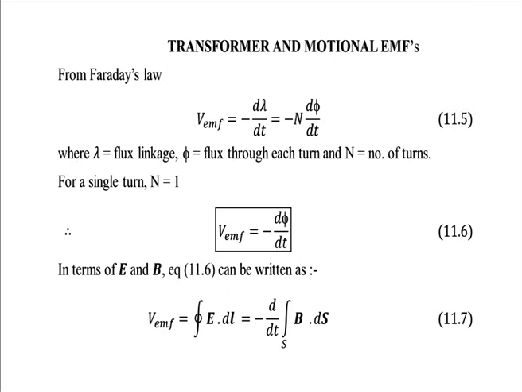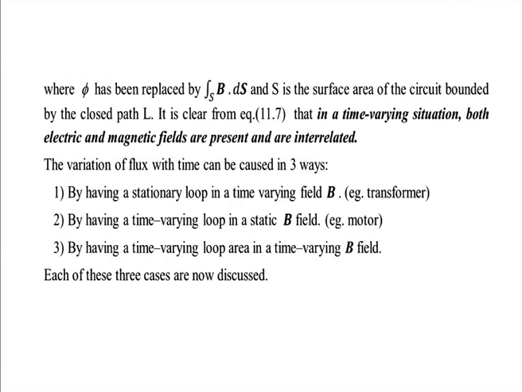In terms of E and B, equation 11.6 can be written as given by 11.7, which is V EMF is equal to closed line integral of E dot dl, which is equal to minus d/dt of the surface integral of B dot ds. Here phi is nothing but the surface integral of B dot ds. Now it can be clearly seen that in a time varying situation, both electric and magnetic fields are present and are interrelated. The variation of flux with time can be caused by any of the three ways mentioned below.